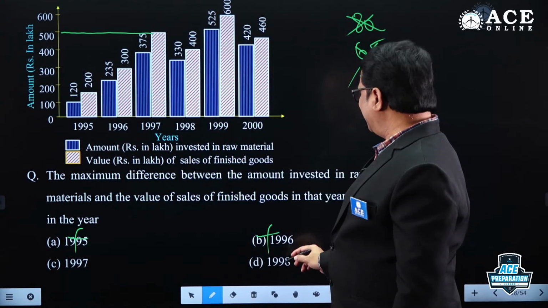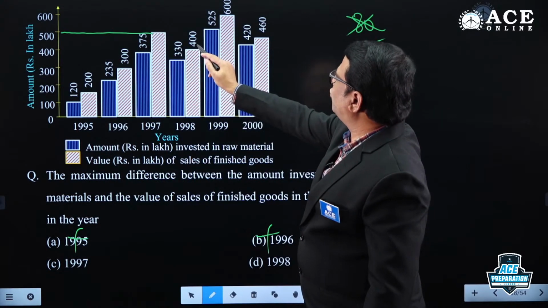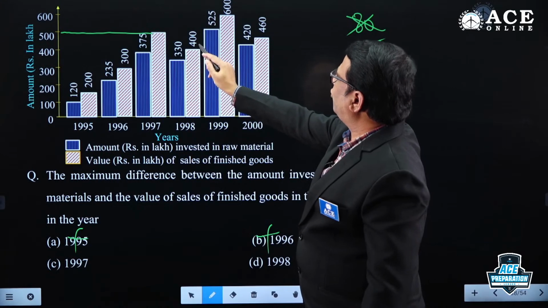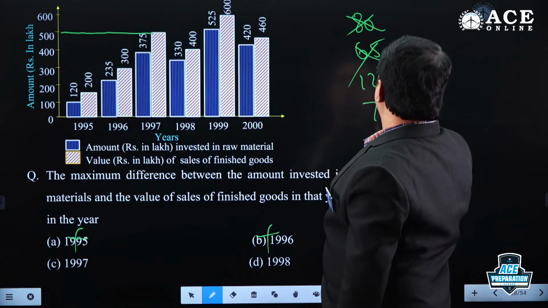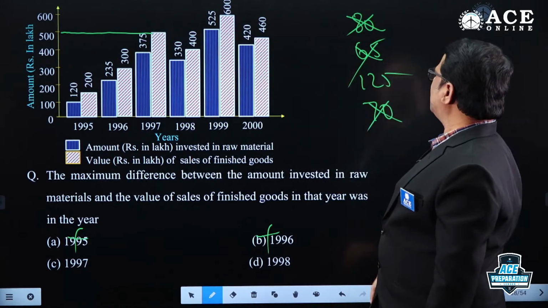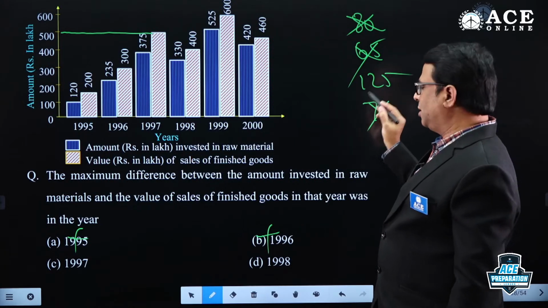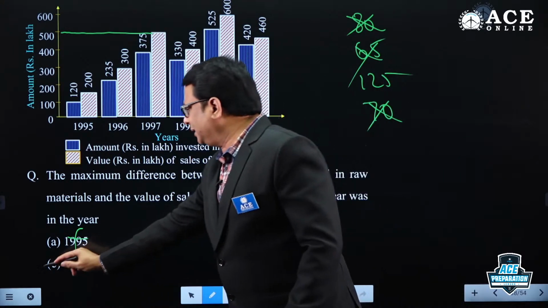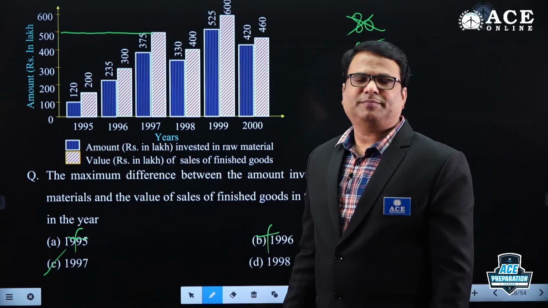Then 1998. What is the difference? Here it is 330 and here it is 400. The difference is 70. So this is also not maximum. The maximum difference we are getting is in the third option. And what is the third option? 1997. So we take 1997 as the answer.